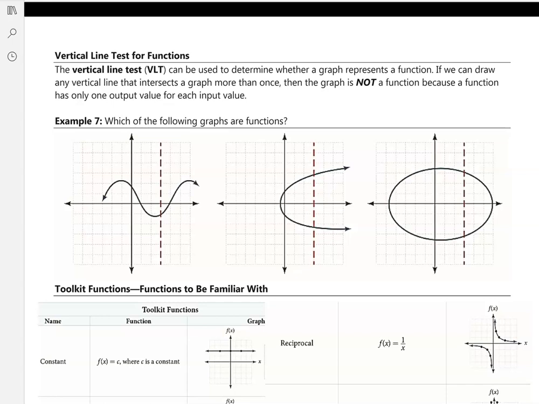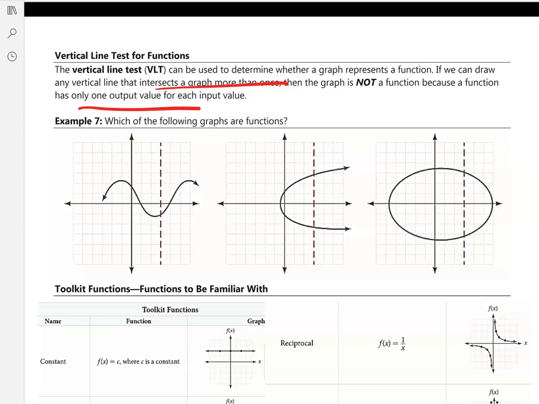Alright, next we have the vertical line test for functions. The vertical line test, VLT, can be used to determine whether a graph represents a function. If we can draw any vertical line that intersects a graph more than once, then the graph is not a function, because a function has only one output for each input value.